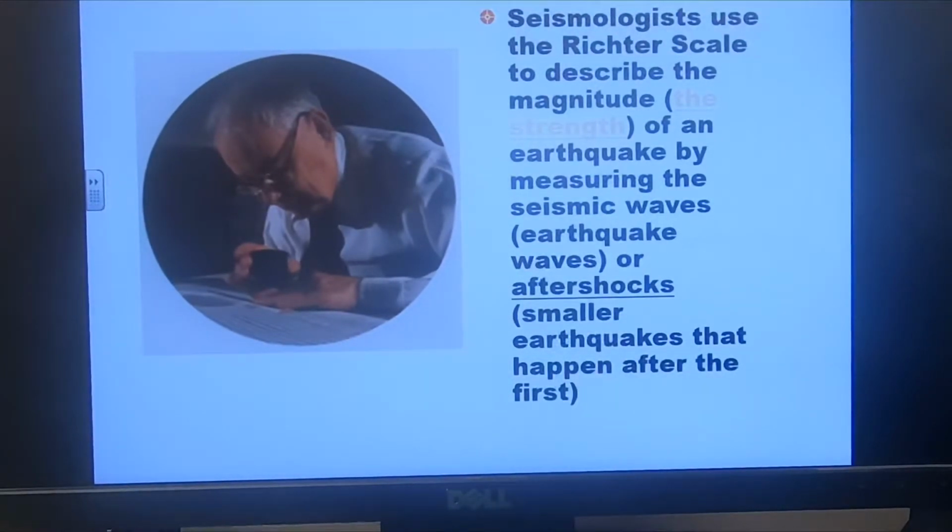So what happens when these plates push together is it sends out strong seismic waves. The seismograph measures these waves and records them on a seismogram. The seismologists then use it and compare it to what's known as the Richter scale. Sometimes they'll measure what are called aftershocks. These are just little earthquakes that happen after the large first one.